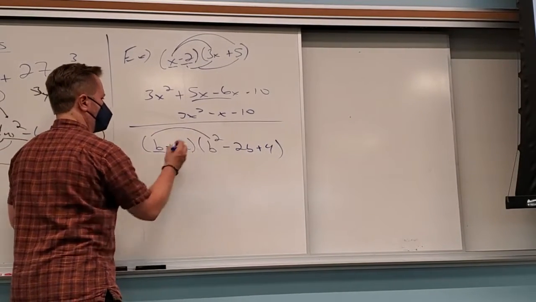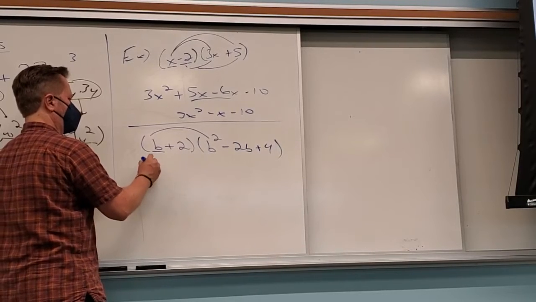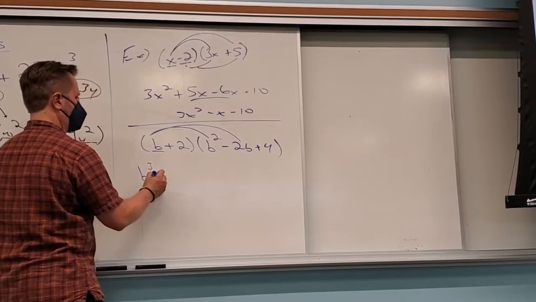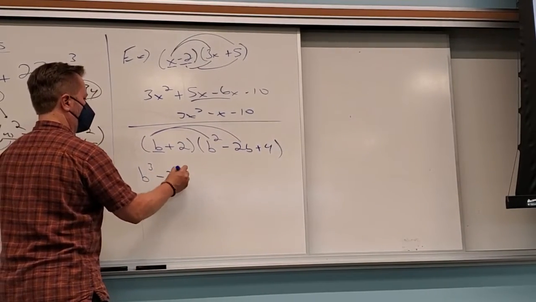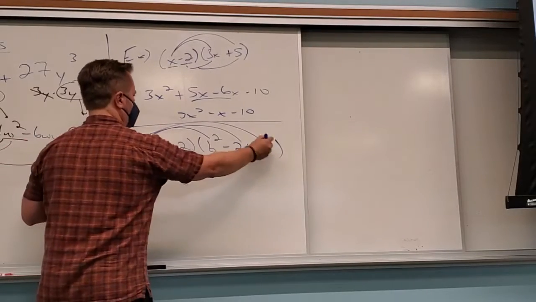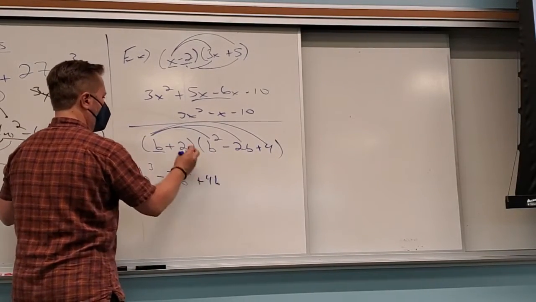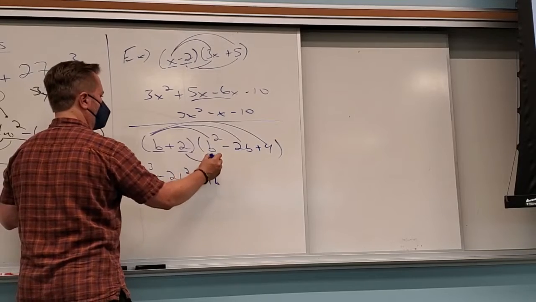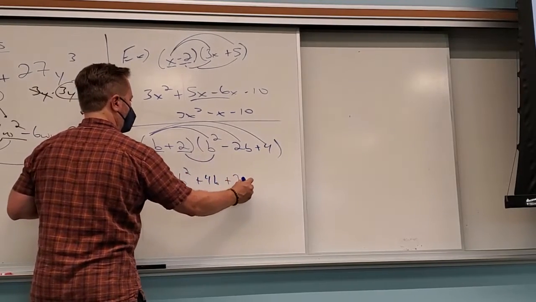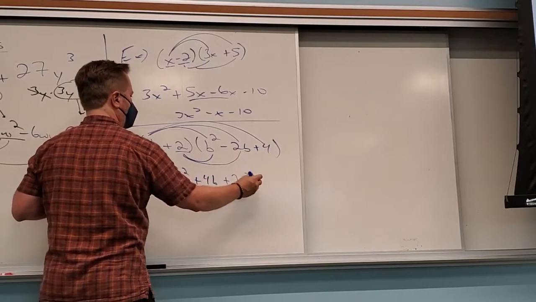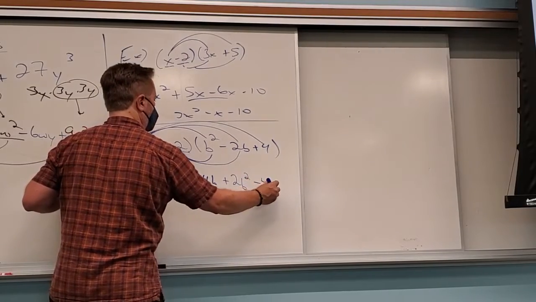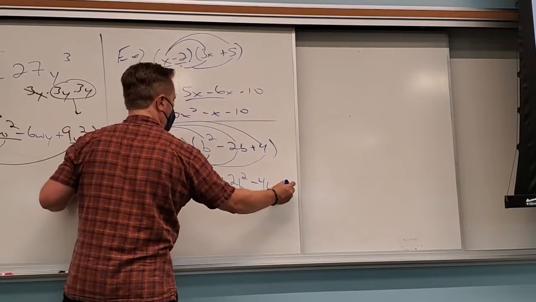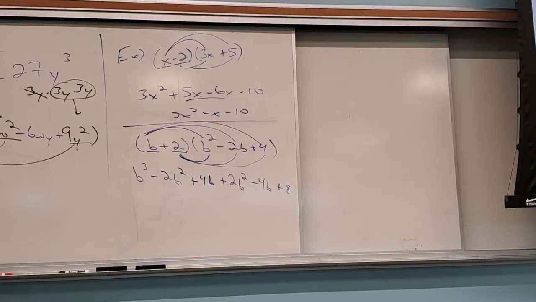What's b times b squared? b cubed. What's b times negative 2b? Negative 2b squared, yes? What's b times 4? 4b. Now this guy gets a turn. What's 2 times b squared? 2b squared. What's 2 times negative 2b? Minus 4b. And what's 2 times 4? 8. And now you just put your like terms together.